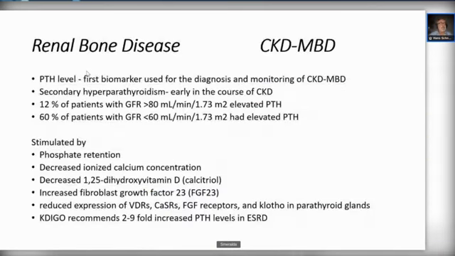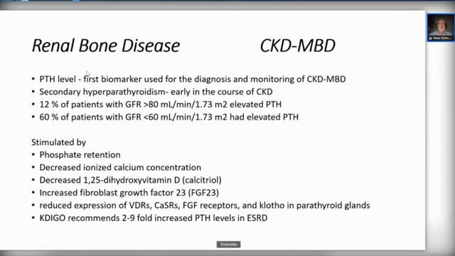The next slide talks a little bit about renal bone disease. Chronic kidney disease metabolic bone disease was mentioned by Sam before. PTH is important and was the first biomarker used for diagnosis and monitoring. We find secondary hyperparathyroidism early in the course: 12% of patients with a GFR of over 80 already have elevated PTH, and 60% of patients with a GFR less than 60 have elevated PTH. And PTH is stimulated by a variety of different mechanisms.